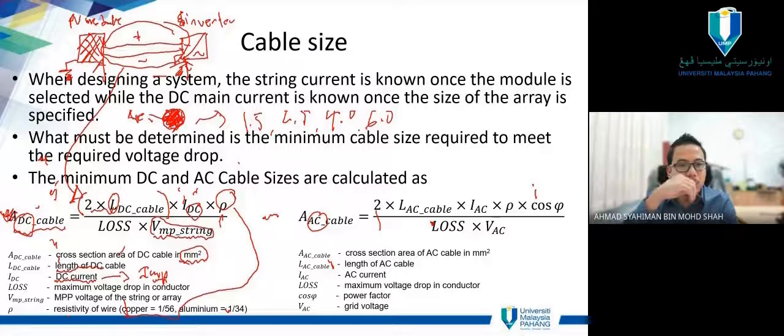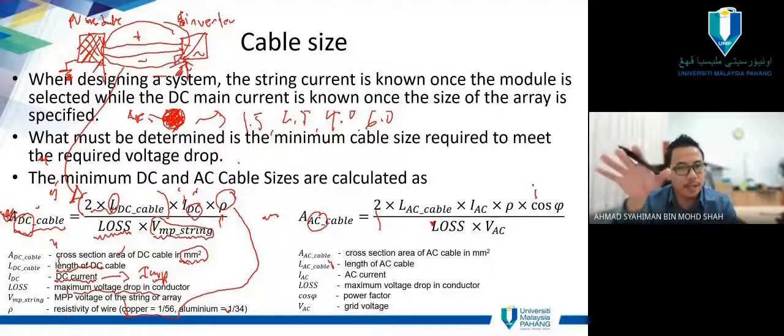Okay. And then what's next? Loss. What is the loss? Loss is the maximum voltage drop in conductor. 3% for example. Okay, 3%. Kalau yang melibatkan string cable only lah. So ini terpakai untuk string dan array.